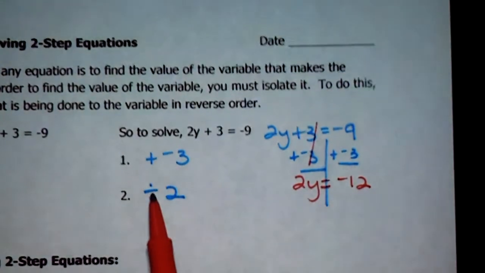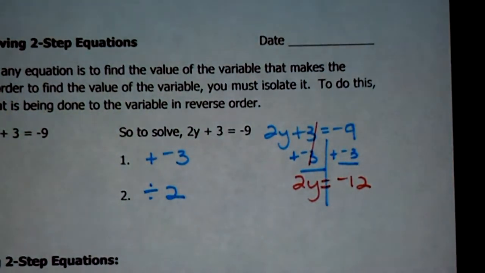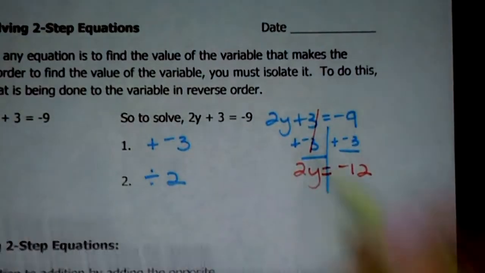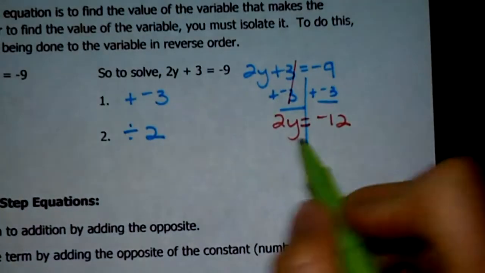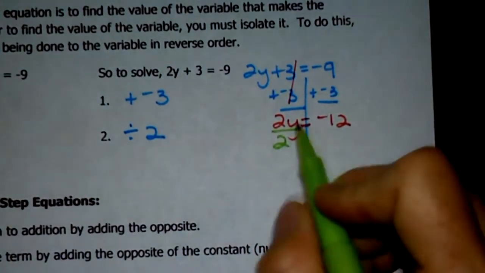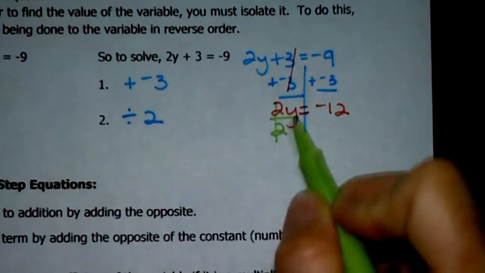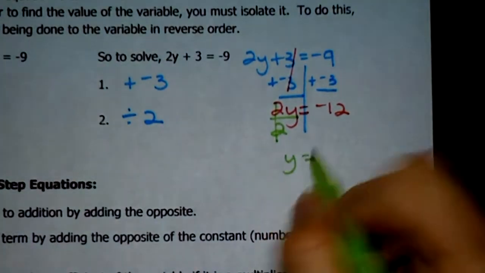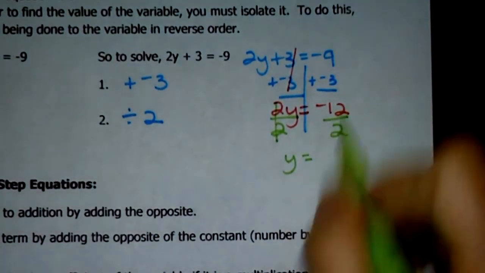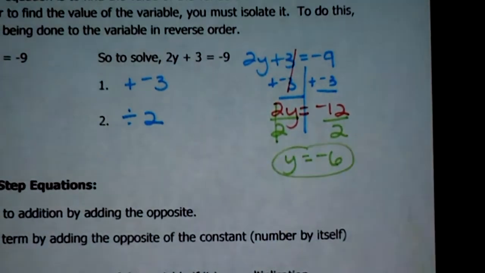And then we see here, okay, I still need to divide by 2, because that's what's going to eliminate this 2 here. So y is by itself. When you divide this side by 2, 2 divided by 2 is 1, and 1y is y. And whatever you do to one side, do to the other, and you'd get your negative 6. So that's basically how you solve a two-step.